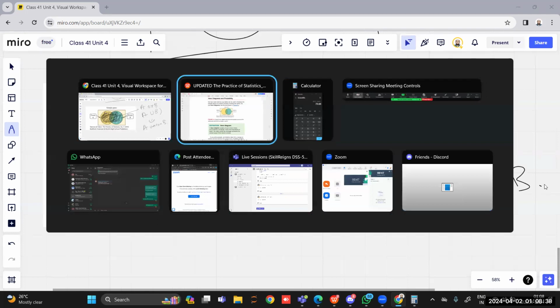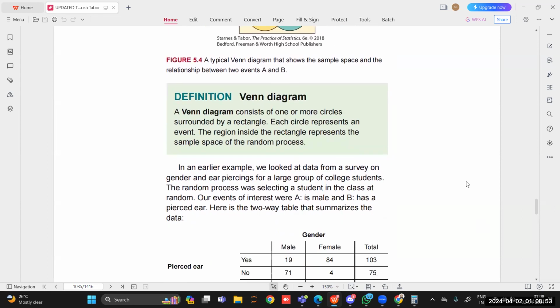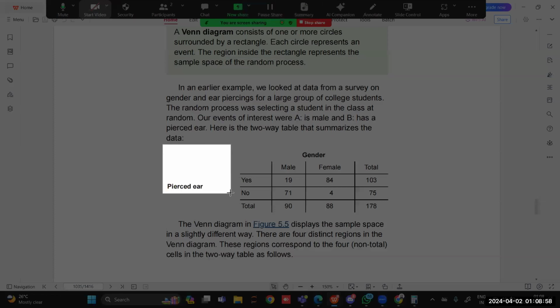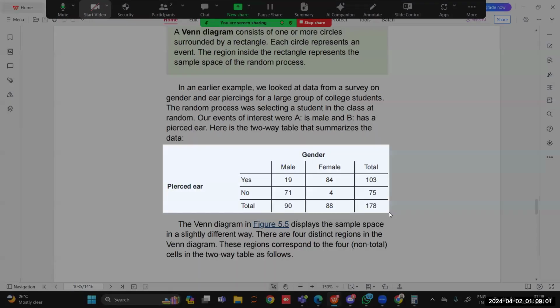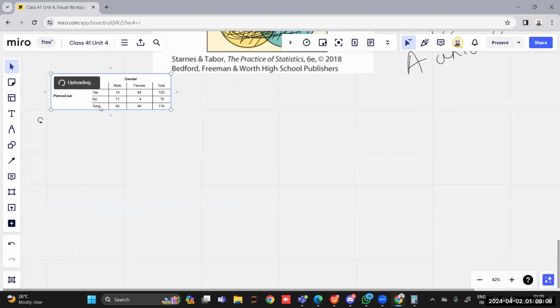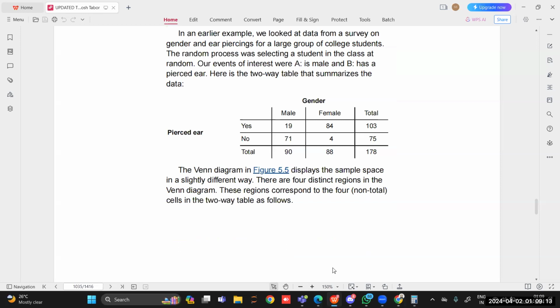A Venn diagram consists of one or more circles surrounded by a rectangle. Each circle represents an event. The region inside the rectangle represents the sample space of the random process. Got that? I think there is no confusion. So here it is telling us about the two-way table. We have seen this two-way table earlier also, that's the reason I am not explaining it here.